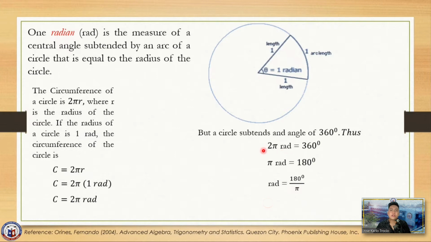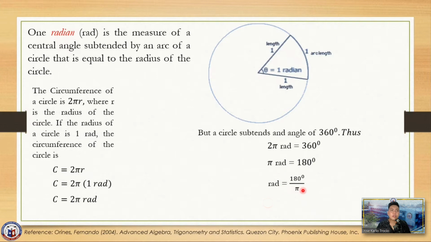So let us divide both sides by 2. Cancel, leaving you with pi rad. On the other side, 360 divided by 2 is 180 degrees. And since we are only looking for the rad, then divide both sides by pi again. So you have cancel, that is only 1 rad is equal to 180 degrees over pi.